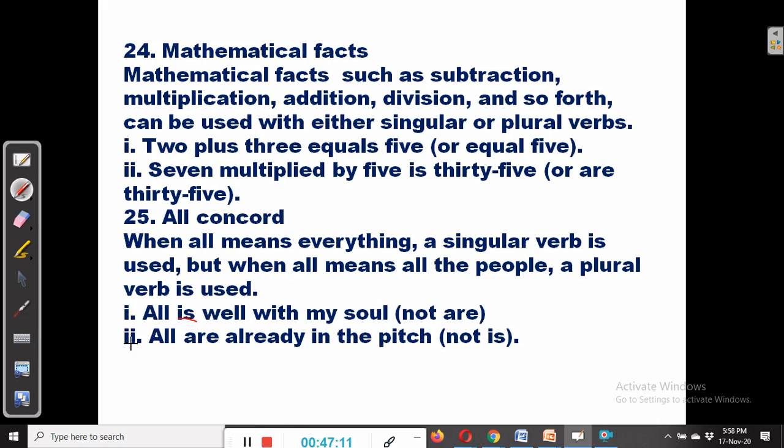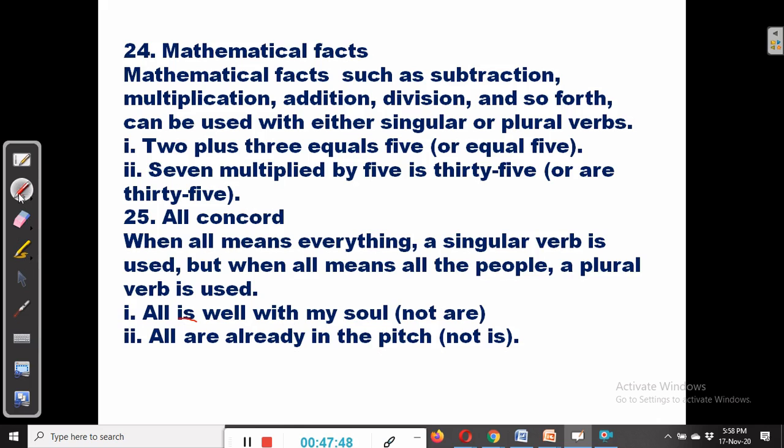Now let's look at the variation in example II. All are already in the pitch. Here you are using all to refer to persons, probably the players that are expected to be in the pitch. And you say all are already in the pitch. Somebody is asking you, have the players arrived? And you say yes, all are already in the pitch. Here you are using all to refer to all the persons.